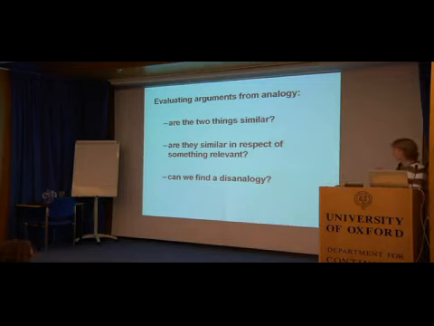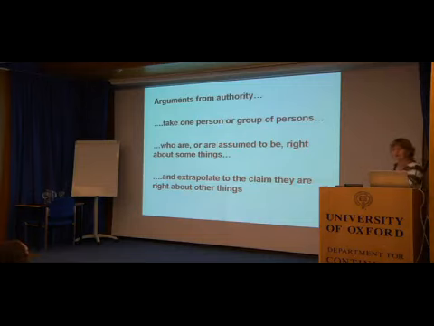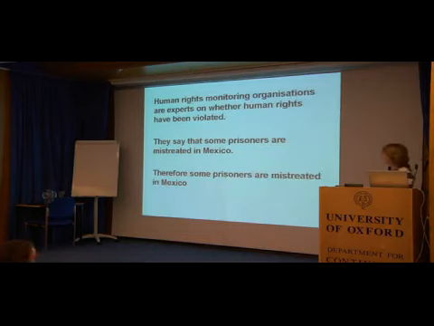Arguments from analogy are much more common, probably for the reason you're saying, because they often take us along with them emotionally. Let's finally look at arguments from authority, which take one person or a group of persons who are or are assumed to be right about some things, and extrapolate to the claim that they're right about other things. So human rights monitoring organizations are experts on whether human rights have been violated. They say that some prisoners are mistreated in Mexico, therefore some prisoners are mistreated in Mexico. What do we need to ask about this?